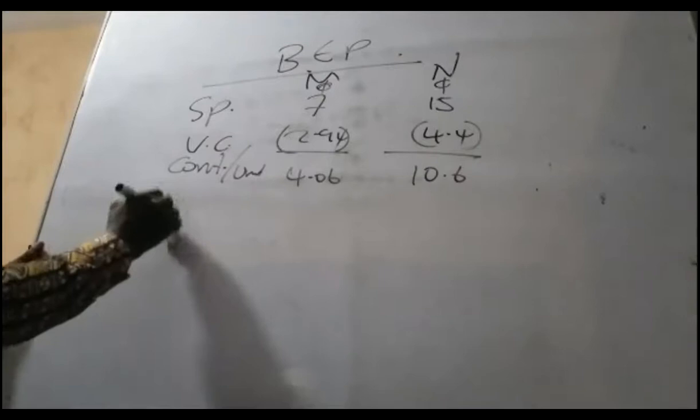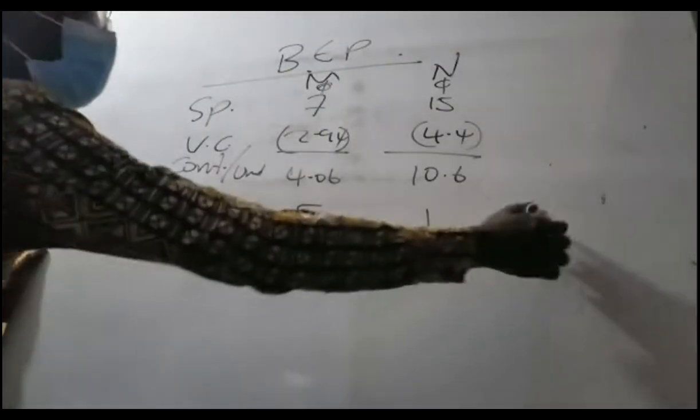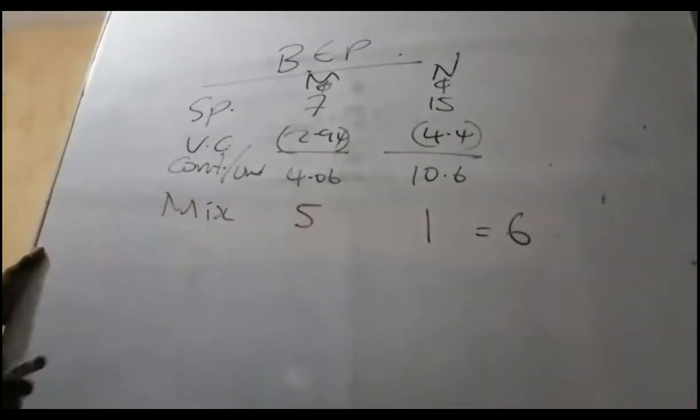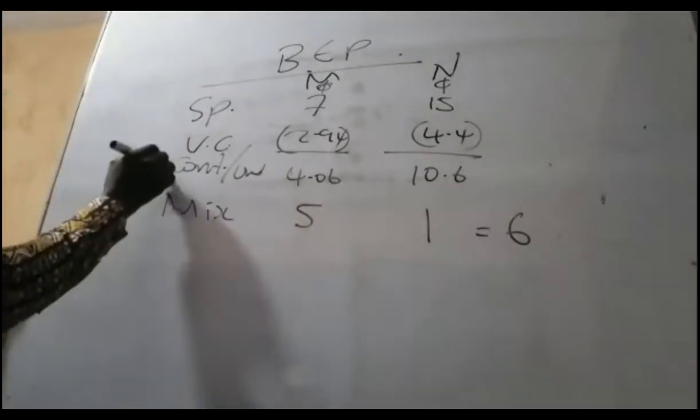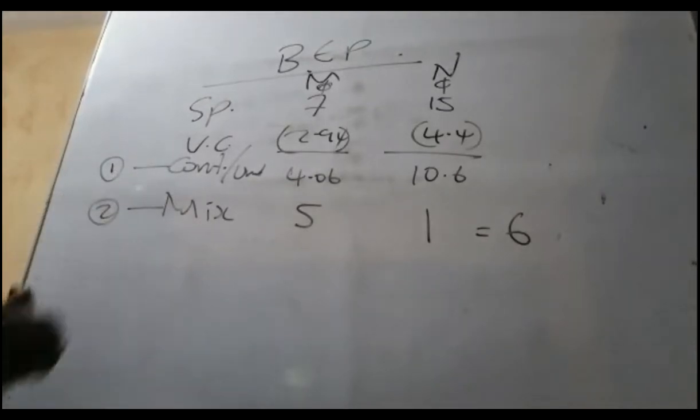Step 2, determine what? The sales mix. Agreed. So what's the mix? 5:1. Put the total here, making 6. This is the total mix. We need it. Up to here is step 1. This is step 2. And then what is left is step 3, right?